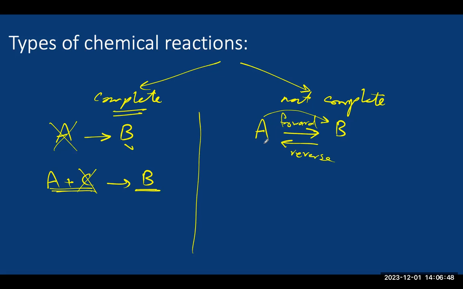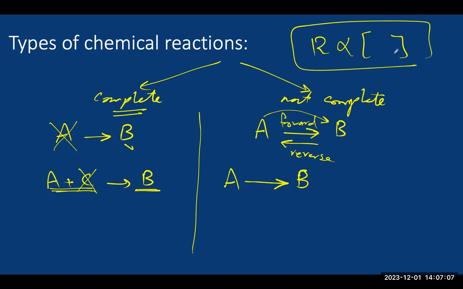How does this process start? If we have reactants and products, we will start only with reactants. So we have a higher concentration of reactants, so we start with the forward reaction. And we know that there is a relation between the rate of any chemical reaction and the concentration of the reactant. If you have a higher concentration of reactant, you have a higher rate. That's why the forward reaction always starts with a higher rate.